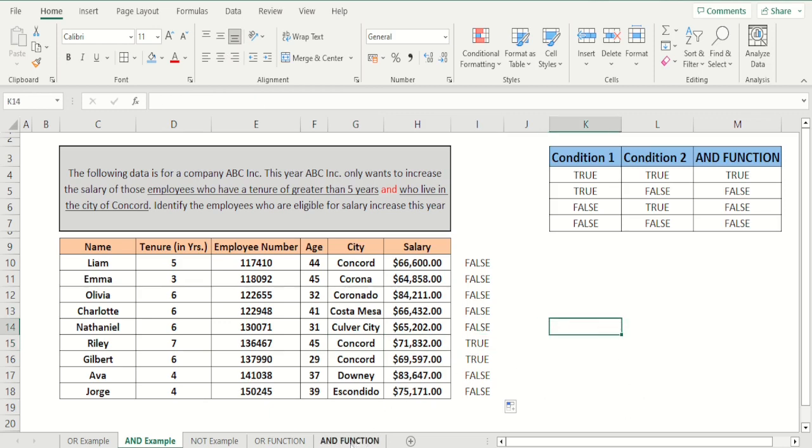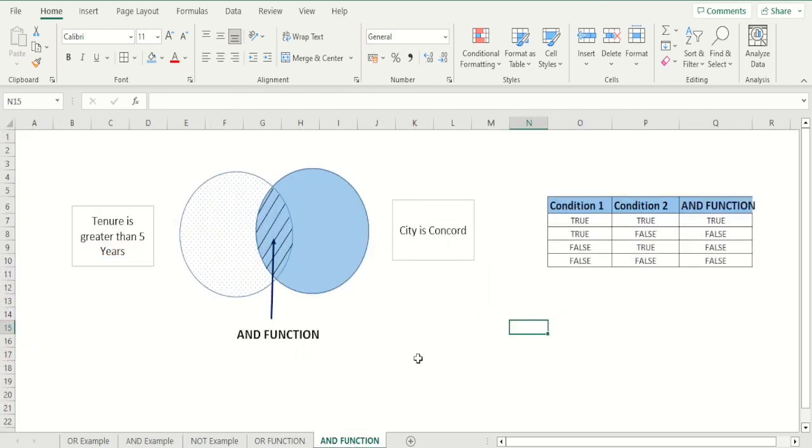Now, to look at this AND operator from a visual perspective, again, let's resort to the Venn diagram right here. As you can see, the first circle on the left is tenure is greater than 5 years. The second circle on the right is city is Concord.